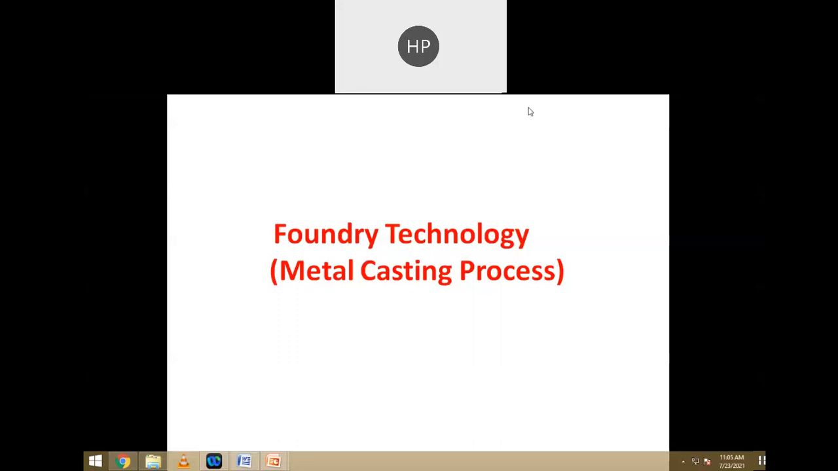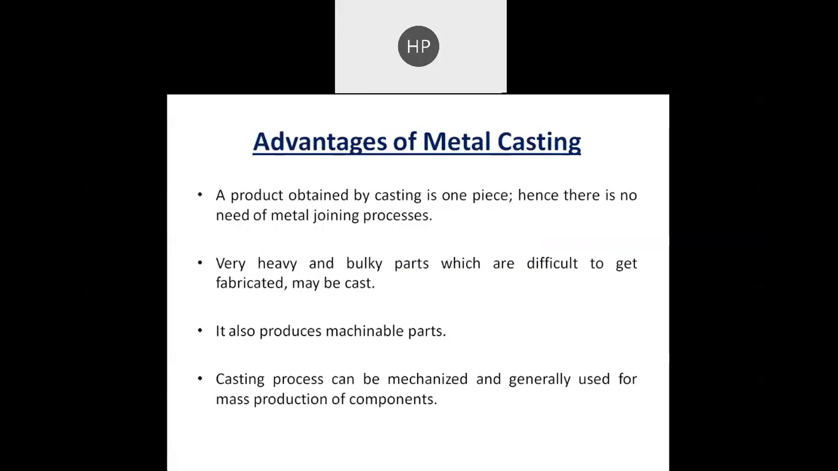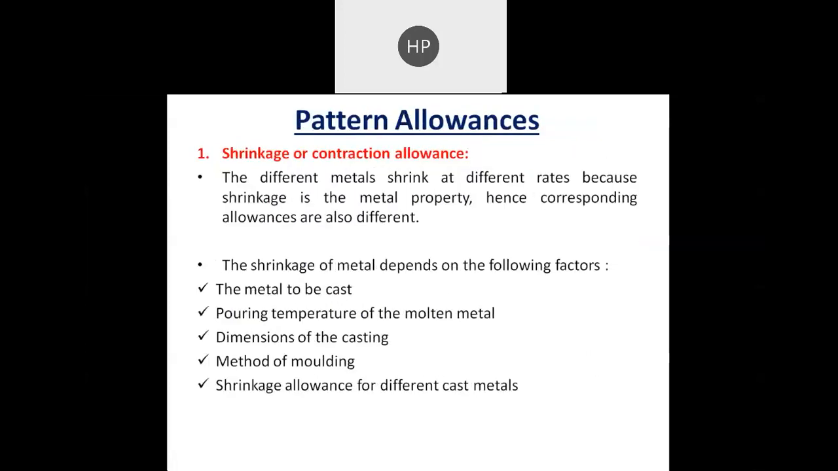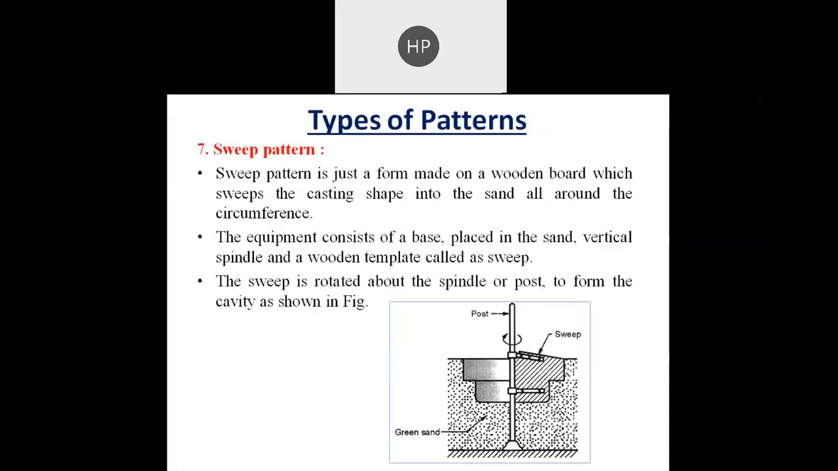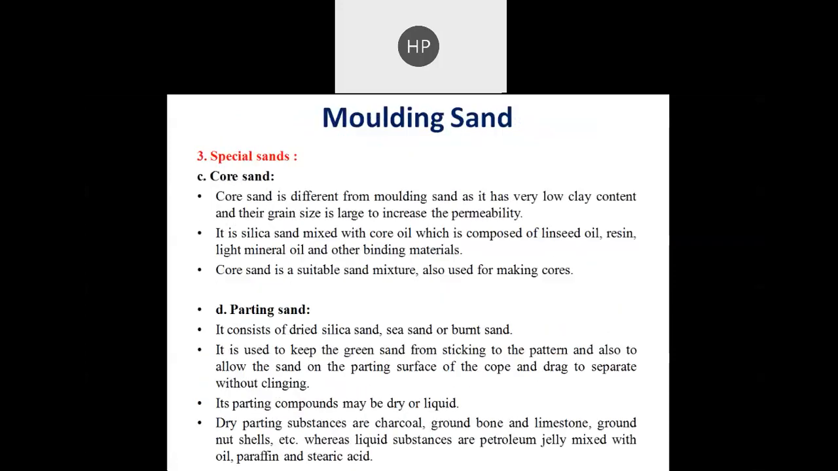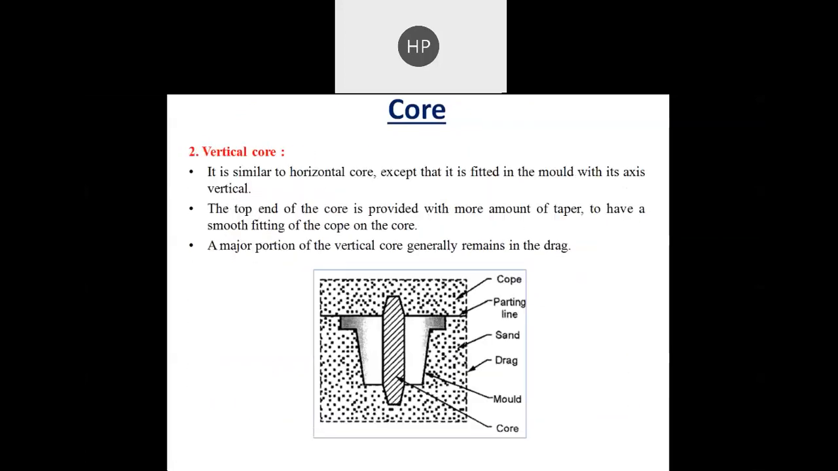Good morning to everyone. In this subject of manufacturing technology, we are talking about foundry technology. So far, we have discussed many things regarding the pattern allowances, types of pattern. Then we have talked about molding sand, various types of molding sands, its property, core, types of core.